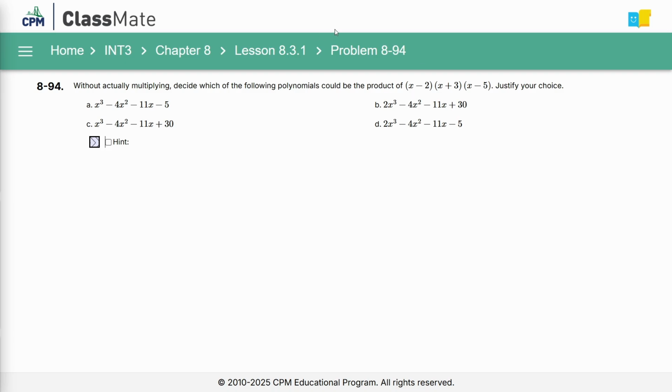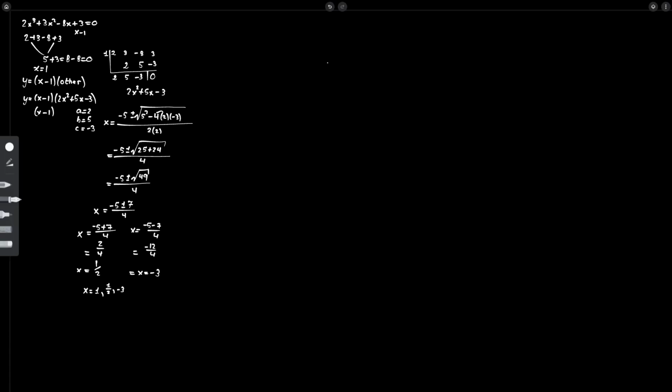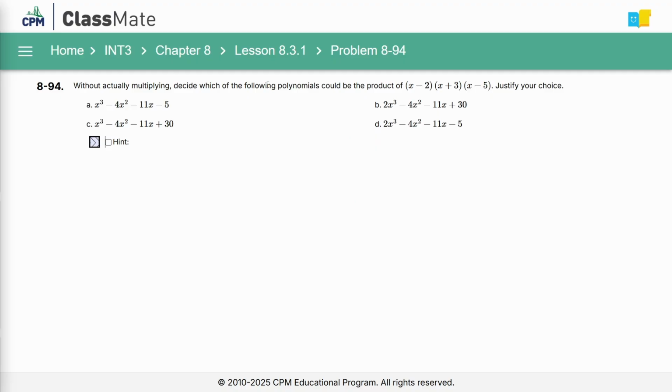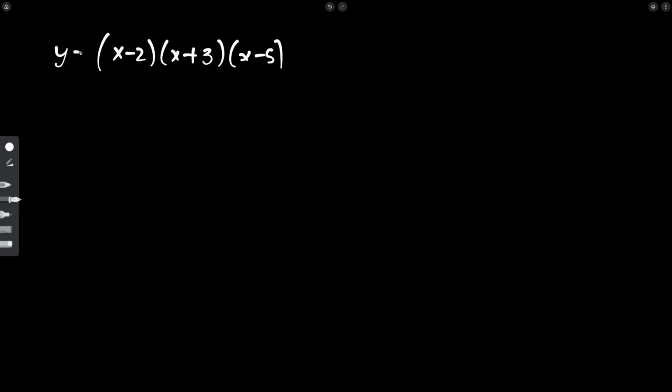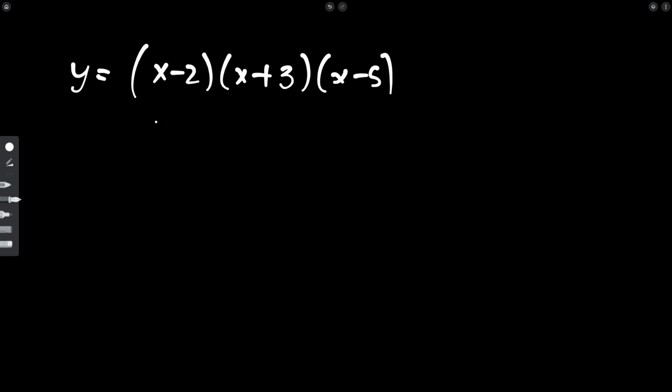X minus 2, x plus 3, x minus 5. Oh, it's plus 3 minus 5. Okay. So here we have, I'll do this one first. That leaves us with x squared. That's negative 2 plus 3 plus x minus 6.